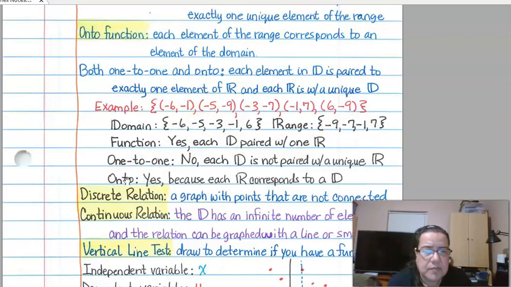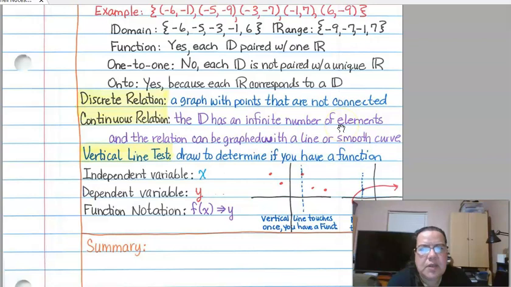But is it onto? Yes, it is. Why? Because now we check the range. The range values correspond with one of the domain values. So one-to-one, no, but onto, yes, because onto checks the range values that are paired up with the x's. For one-to-one, you check the x's paired up with a unique y.